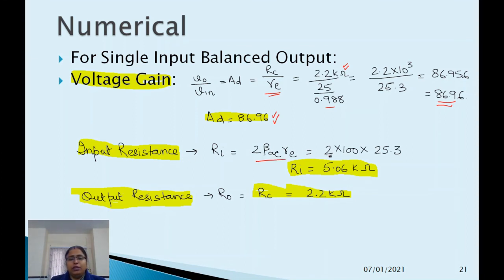And input resistance is 2 times beta AC into RE. So 2 into 100 into RE, we have already calculated that as 25.3. So putting this value here, we will get the input resistance equal to 5.06 kilo ohm, and output resistance is RC, which is simply 2.2 kilo ohm.